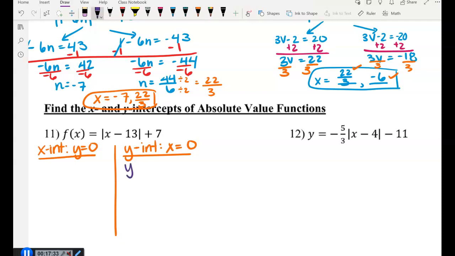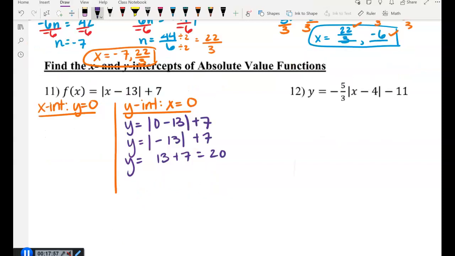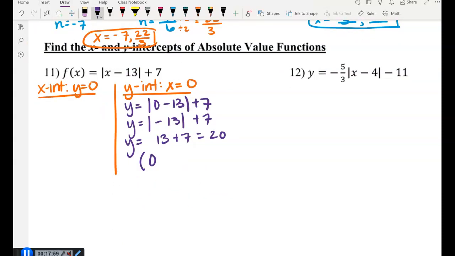Okay. y equals absolute value of 0 minus 13, plus 7. 0 minus 13 would be what? I think you meant negative 13? Yeah, but okay, absolute value of negative 13? 13. 13 plus 7? 20. Okay, so that y-intercept, guys, is 20. So 0, 20, we box that up. Not bad, right?